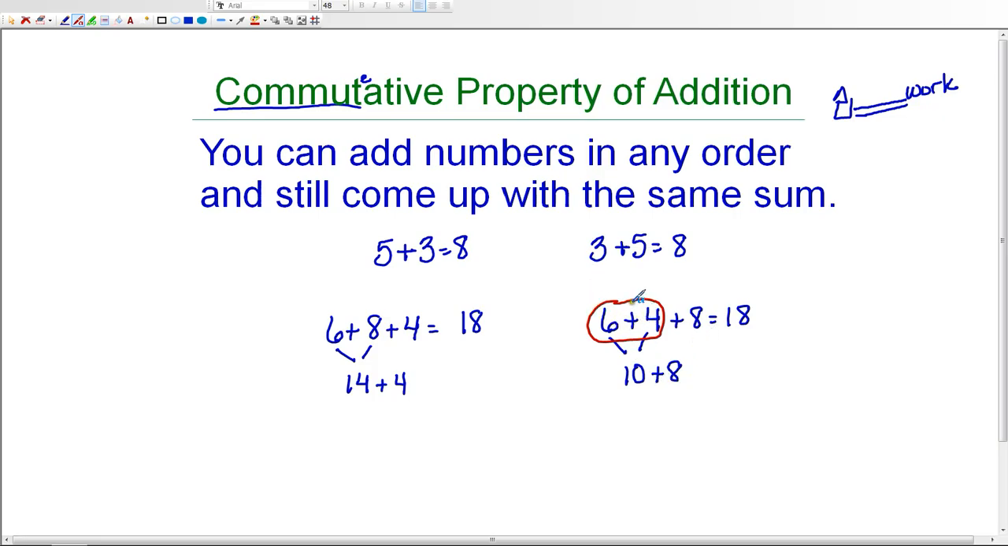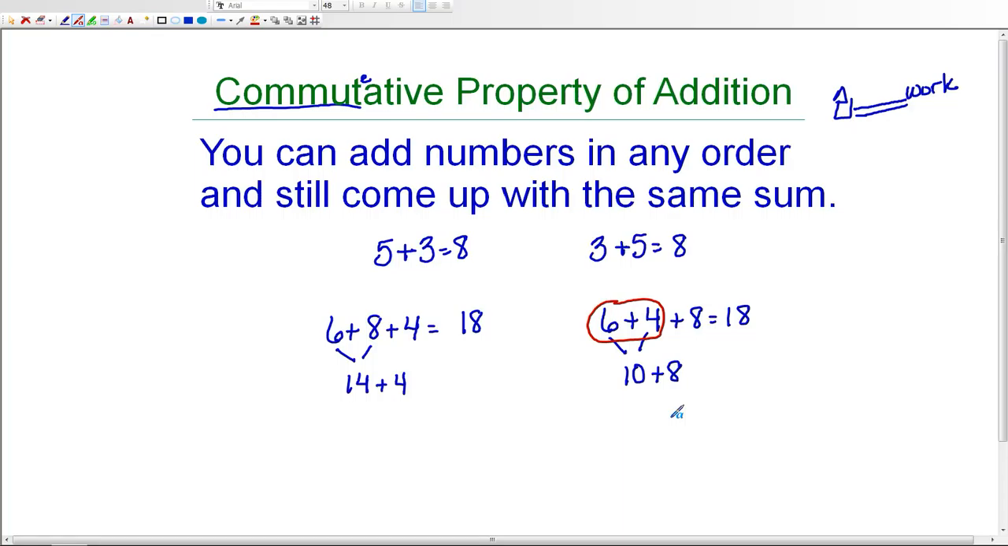So it's easier to add 6 plus 4 and then add 8 than it is to do 6 plus 8 is 14 and then 4 more. So this was a real easy problem, but if you had a lot of numbers, it would be easier to group them in a way that made it easier for you to do mental math. And the commutative property says that's okay as long as it's all addition.